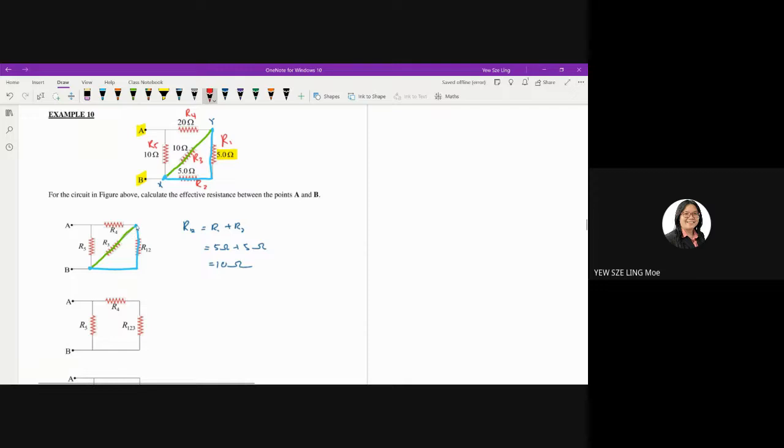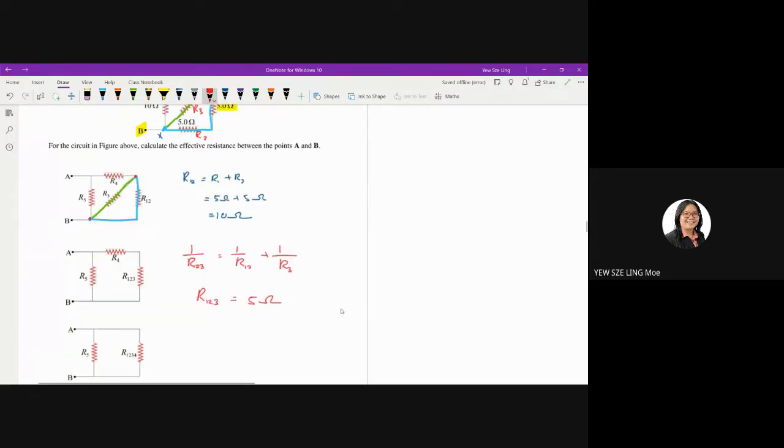Since both of them are connected at the same junction, it means these two resistors, R12 and R3, are connected in parallel. So I'm going to simplify it by using the parallel method. So 1 over R123 equals 1 over R12 plus 1 over R3. If you plug in the values, eventually you should obtain R123 equals 5 ohm.